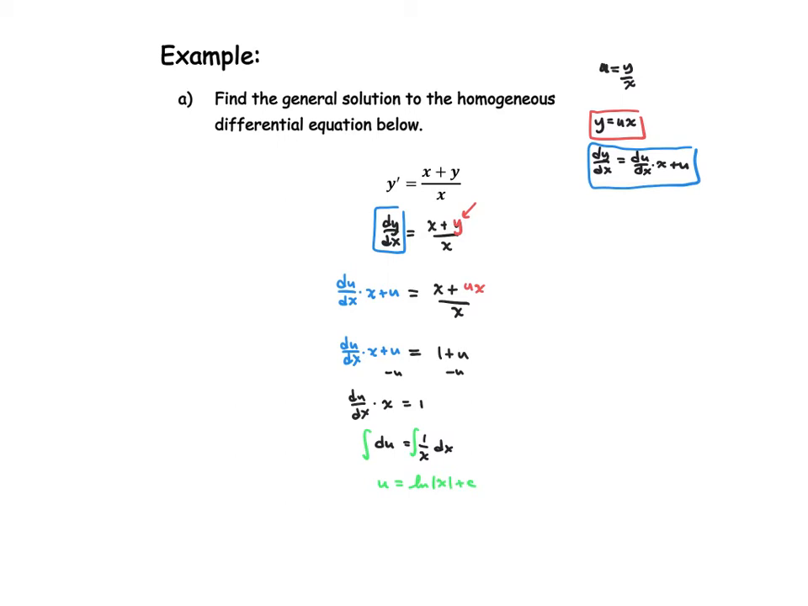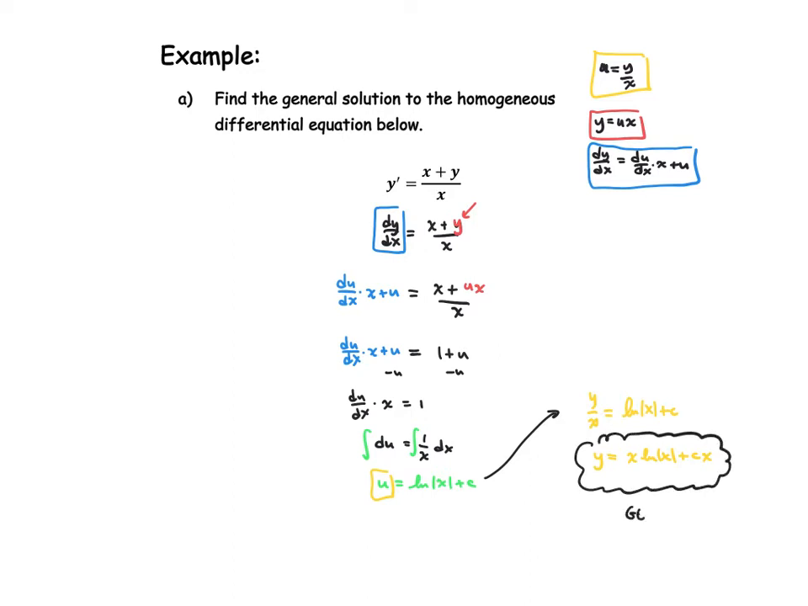Now, I don't have an initial condition, so I'm just going to work with the general form. And now this is where I take my u equals y over x and do a substitution. That means y over x is equal to the natural log of x plus some constant, and therefore y is equal to x ln x plus cx. There is our general solution to this differential equation.